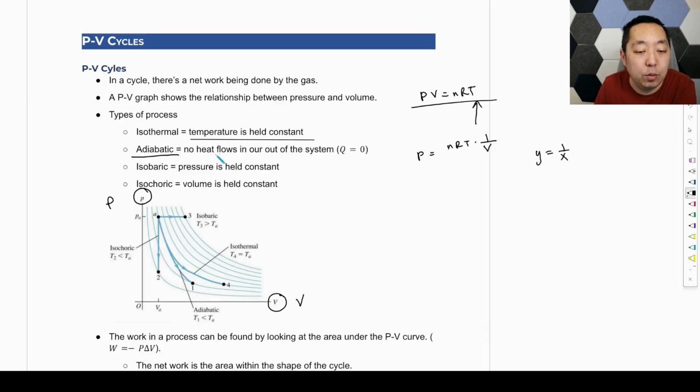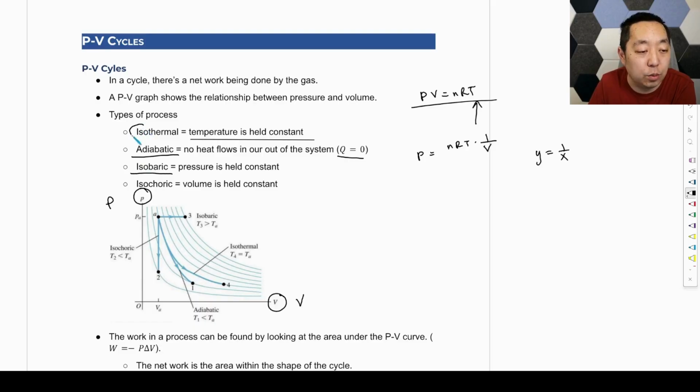There's adiabatic, where the Q is 0. That means there's no heat flowing in or out of the system. That also looks like a curve if you look at that shape. But there is a change in temperature, because it doesn't imply that the change in energy is 0. It just implies that there's no heat being added or subtracted from the system.